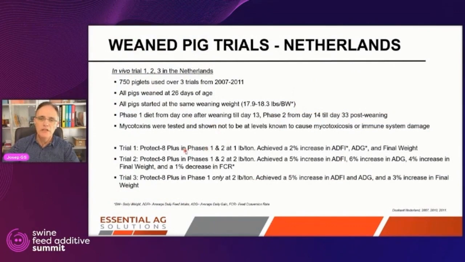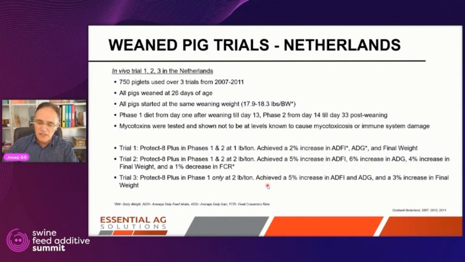We had 3 trials. In the first 2 trials, we tested 1 pound per ton or 2 pounds per ton, half a kilo or 1 kilo per ton of dosage. And in both cases, we used it through the whole experiment. We had an increase in performance in average daily gain and in feed intake. There was a dosage response. In the initial trial, we had only the 1 pound per ton. When we increased it to 2 pounds per ton, we had double, from 2% to 5% increase in feed intake and in average daily gain. So a dose response there.